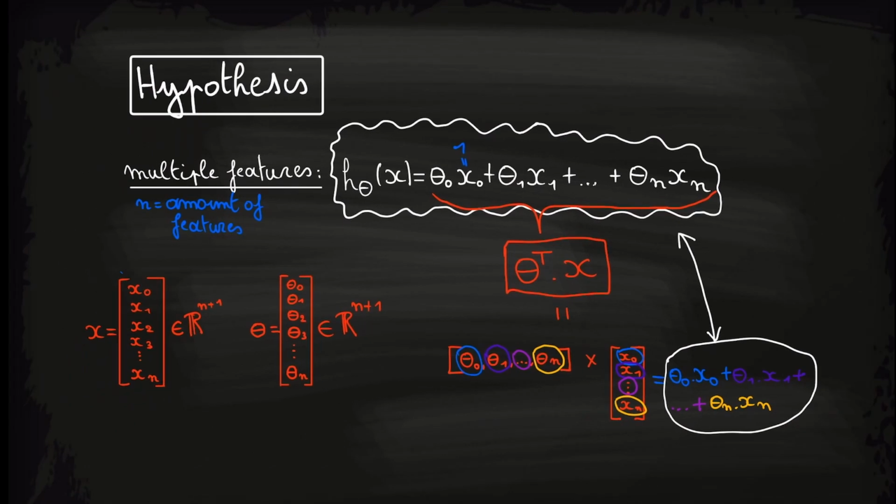To recap, we saw that we can write a general hypothesis for linear regression that has n variables or features. We saw that we can rewrite this long expression in vector notation. More specifically, as theta transpose times x, with both theta and x being vectors of dimension n+1 and with x subscript 0 always being equal to 1.